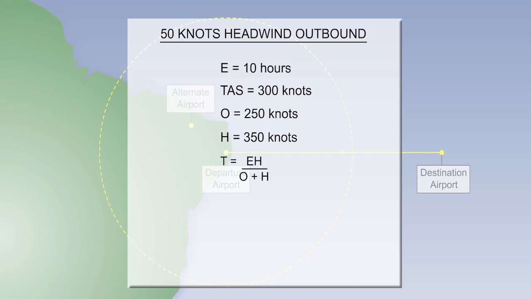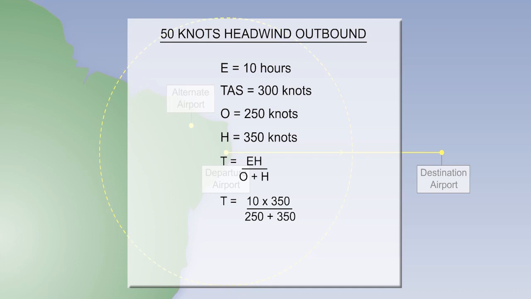Here's the basic equation again. T equals EH over O plus H. E is 10 hours and H is 350 knots. And O is 250 knots.